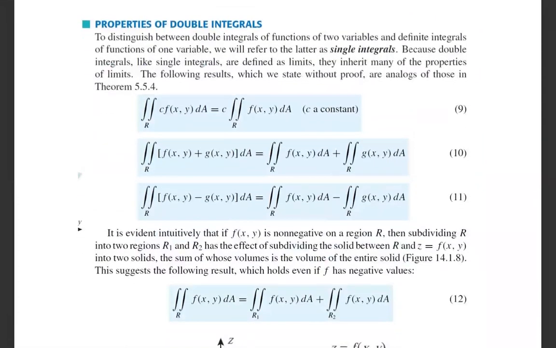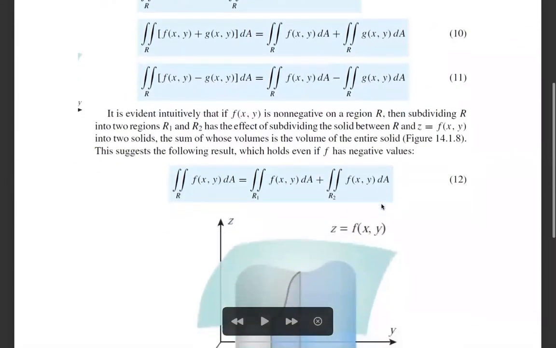Now, some properties of double integral. First one, the double integral over R of c times f(x, y) dA is equal to c times the double integral over R of f(x, y) dA. That means a constant can be taken as a common factor. Then the double integral over R of f(x, y) plus g(x, y) dA is equal to the double integral over R of f(x, y) dA plus the double integral over R of g(x, y) dA. Similarly, for subtraction, f(x, y) minus g(x, y) gives the double integral of f(x, y) dA minus the double integral over R of g(x, y) dA.